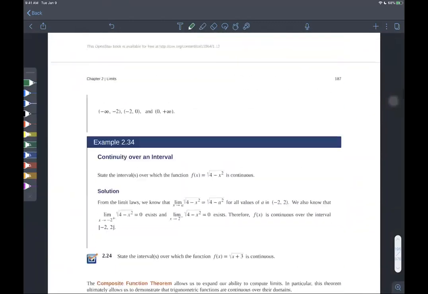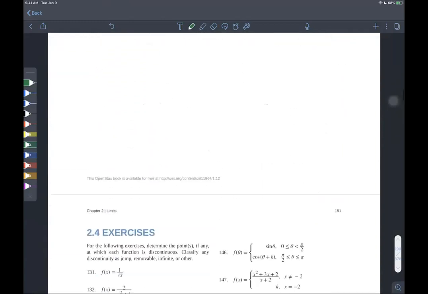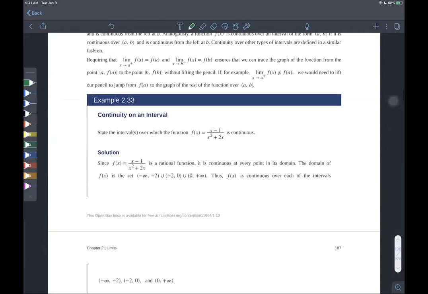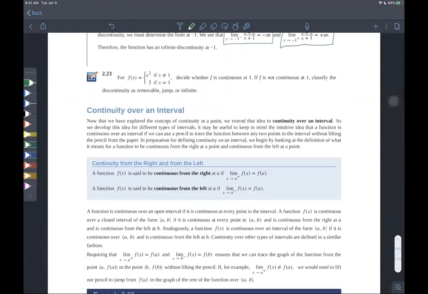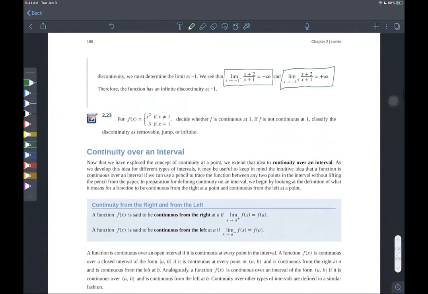This is page 186. We will come back here, yep. So let's go ahead and take a look at the next part here.